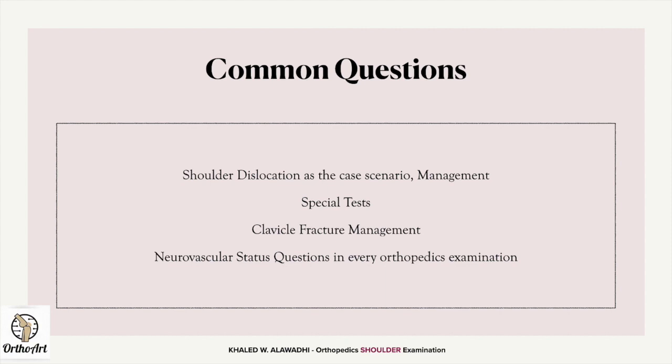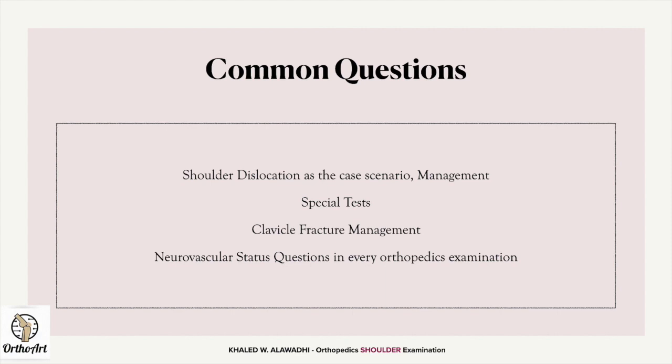Then you might be asked about the special tests. For every special test, what are the tests involving that specific area? For example, for glenohumeral joint stability, what are the tests for it? How do you perform each test? How do you know which one is a positive sign?